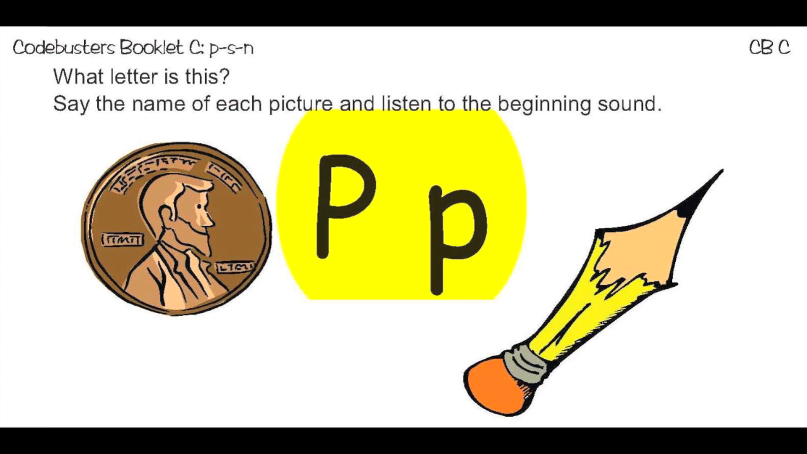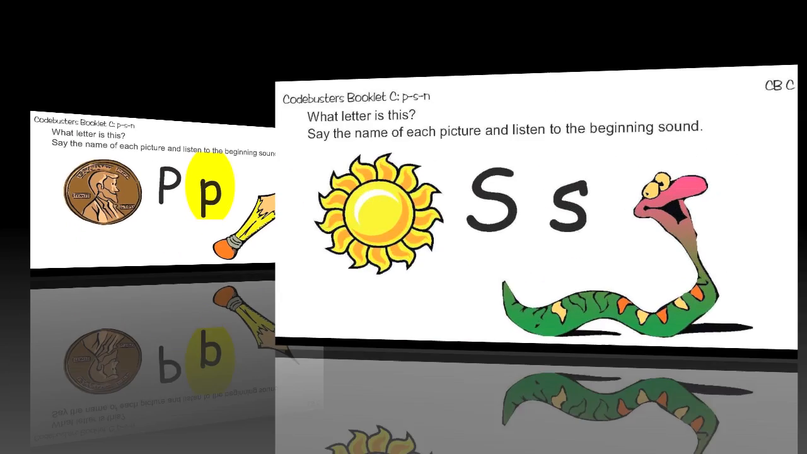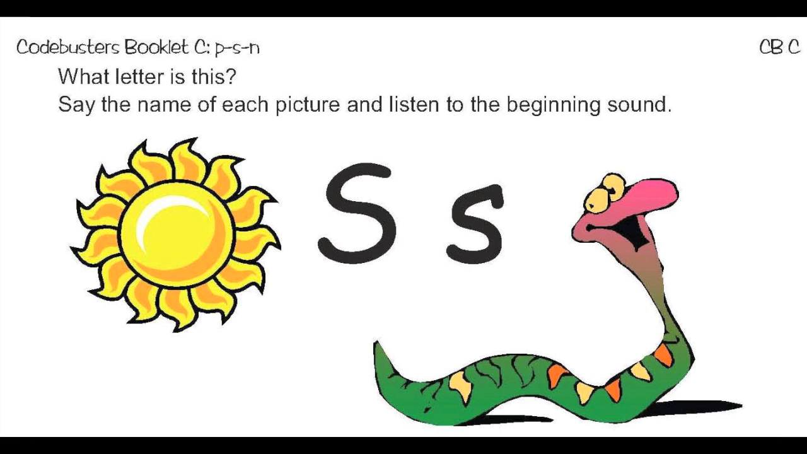Next, introduce upper and lowercase letters by saying, "This is an uppercase P." Can you say uppercase P? This is a lowercase p. Can you say lowercase p? Good. Let's move on to the next letter.